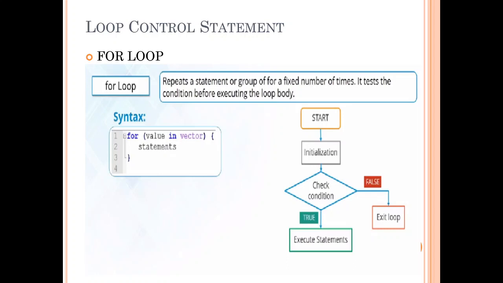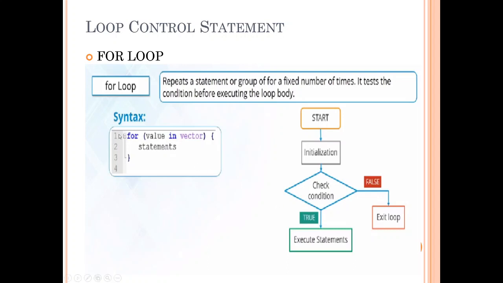So now let us begin with the loop control statements. There exist three types of loops: for loop, while loop and repeat loop. As we all know, for loop is used as an entry control statement wherein, before entering into the loop, the condition will get checked, and if it is found to be true then the loop will be executed.